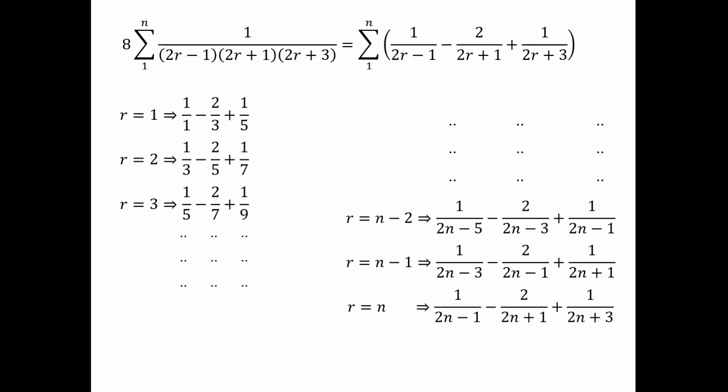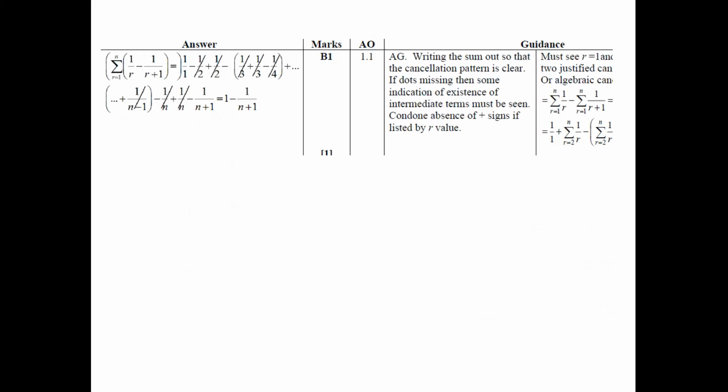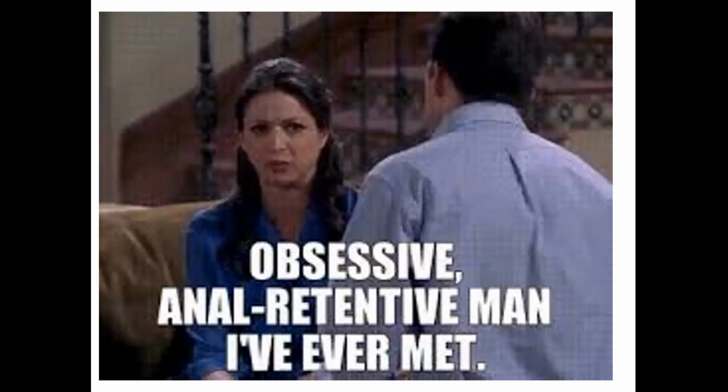It wasn't an Edexcel Pearson mark scheme. It was some other exam board, OCR. It said if dots missing, then some indication of existence of immediate independence must be seen. I don't really want to voice my opinions about this matter, but no, we don't need that in our lives, really. If you do OCR, avoid with your teacher. That's my advice.